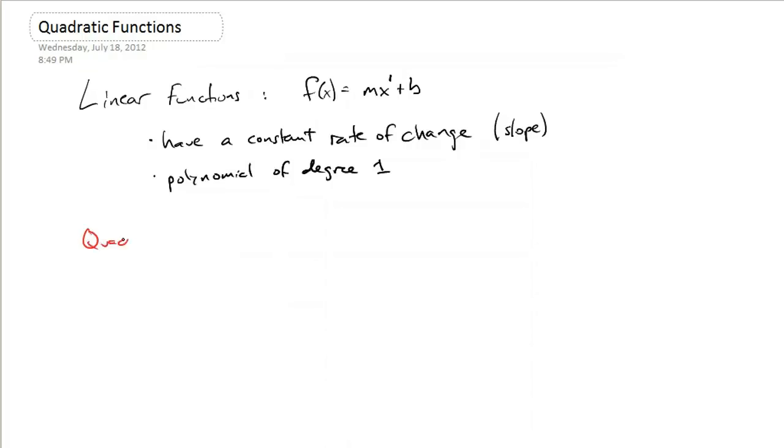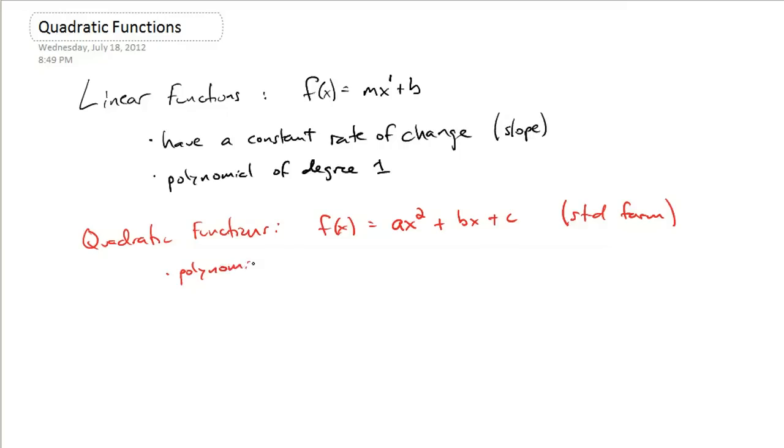Quadratic functions look like f of x equals ax squared plus bx plus c in their standard form. And you notice here that this is a polynomial of degree 2. And these guys have a graph that is a parabola. Okay.